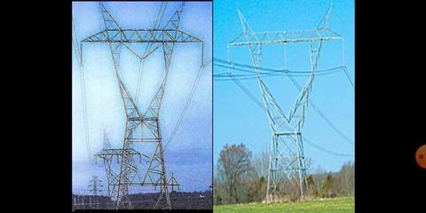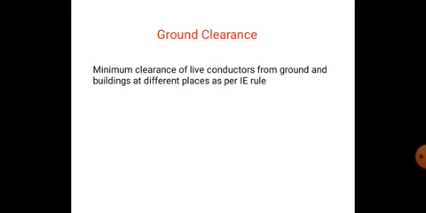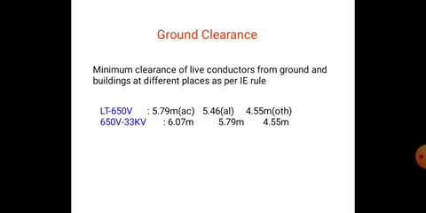So once I am explaining here, what is the ground clearance? The minimum clearance of live conductors from ground and buildings at different places as per IE rules. For low voltage, up to 650 volts, it is 5.79 meters and 5.46 meters, that is along, and others, that is 4.55 meters.